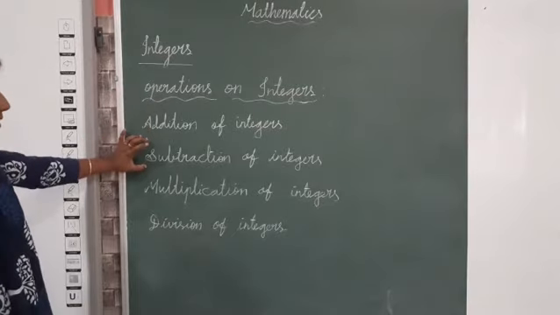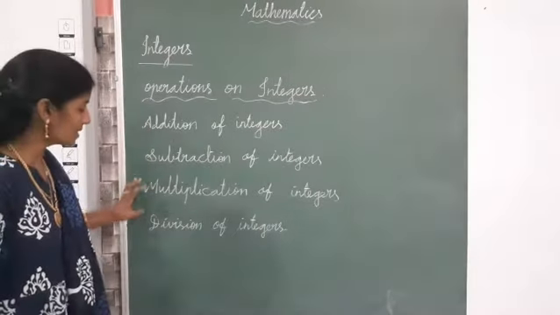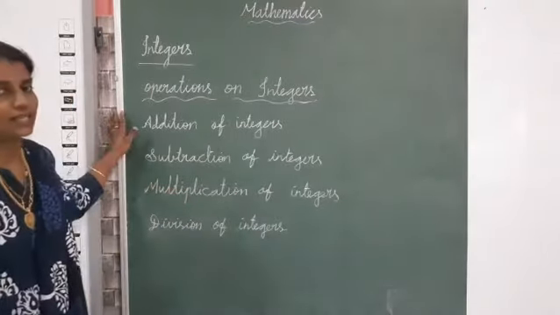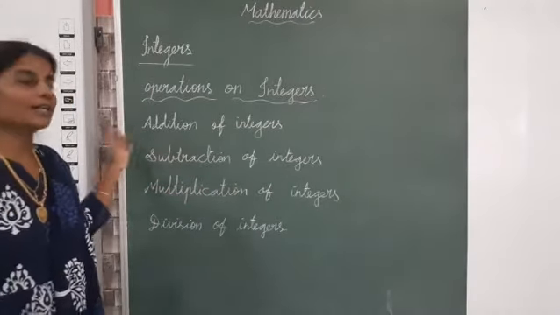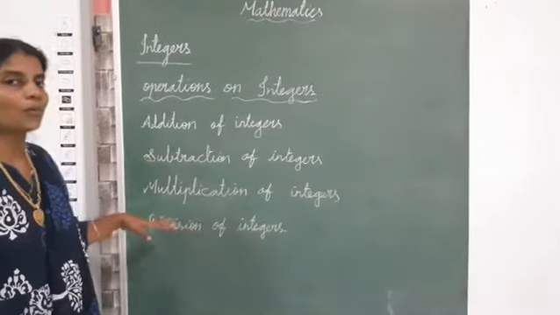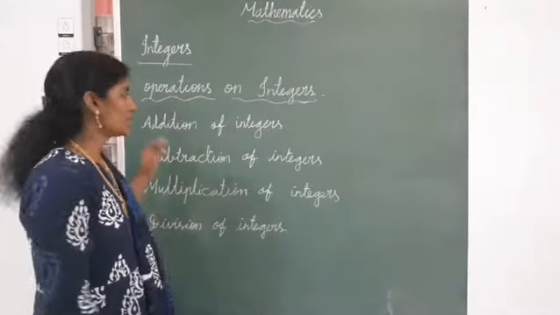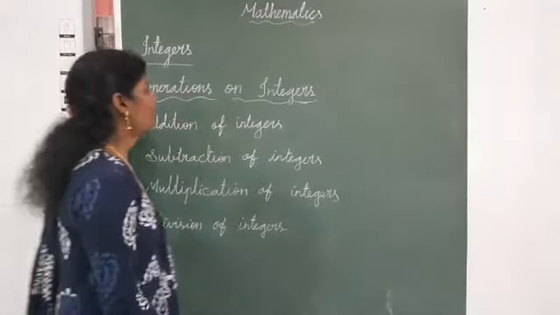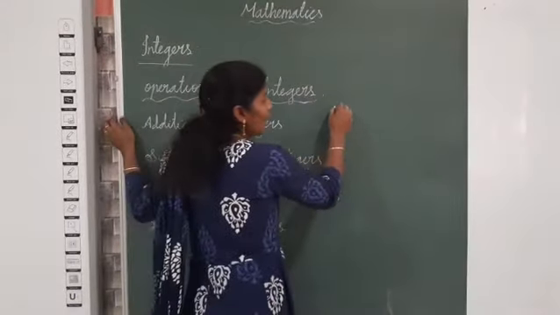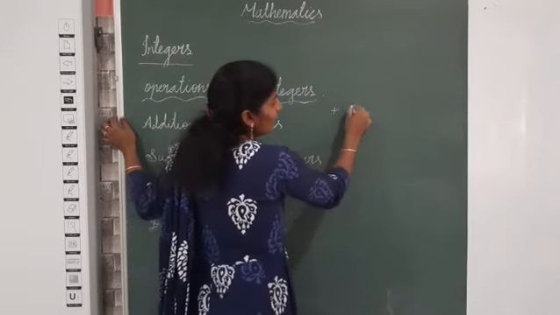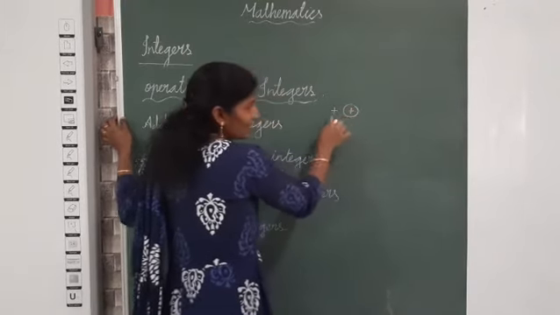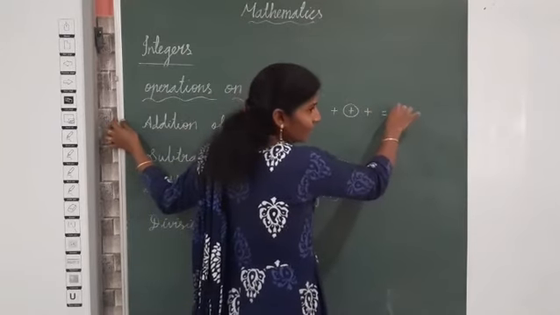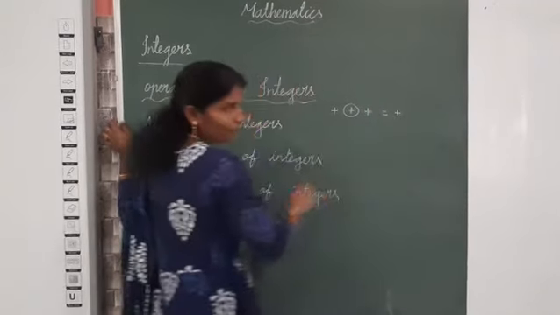Addition of integers, subtraction of integers, then multiplication of integers and division of integers. Already we have learned about the properties, isn't it? Yes, addition property, subtraction property, multiplication properties and division properties. Now here, addition of integers means we have two rules. If we have the same sign, plus and plus, we add these two numbers.